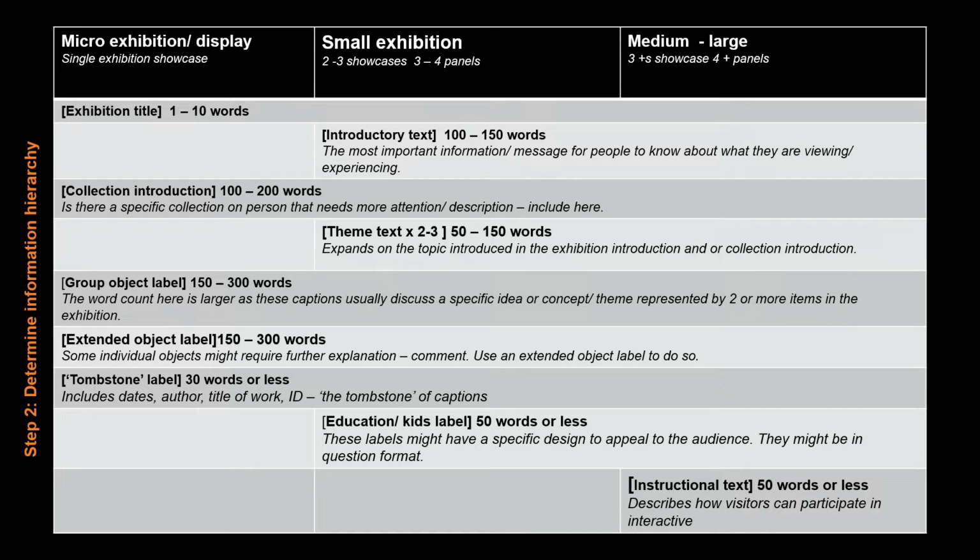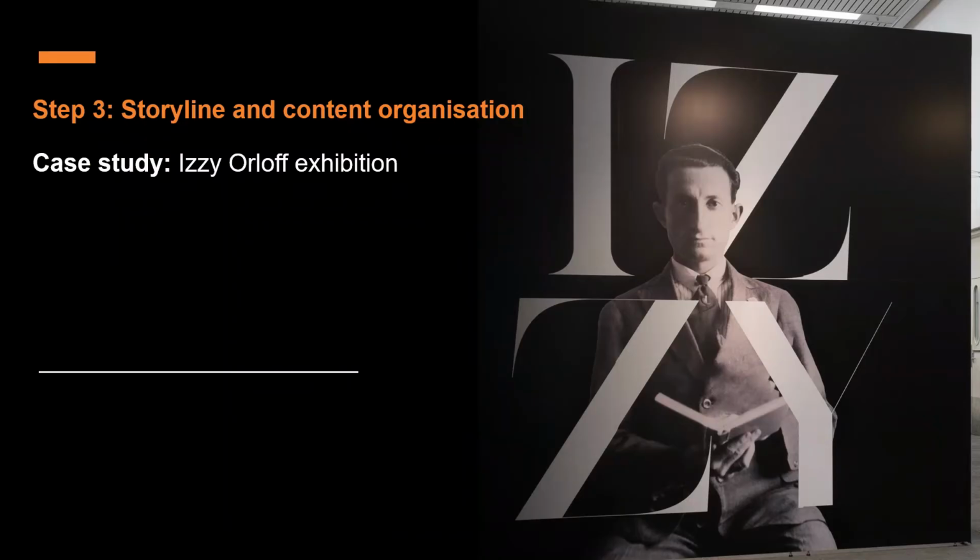Okay, if your display or collection has a specific collection originator, you might actually want to introduce them as a separate label or a separate kind of panel. So, for example, an exhibition that I did recently for the library this year was Izzy Orloff's photographic collection, turn of the century, 1919, around he was taking photographs of Perth and Fremantle.